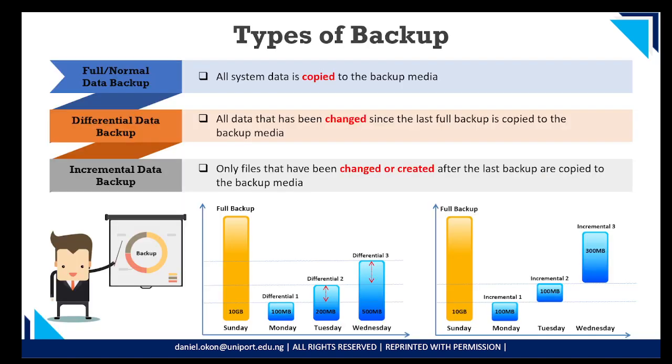We have several types of backup: full backup, differential backup, and incremental backup. Full backup means all the system data is copied. Differential backup means simply replace data that have been changed. The one I'm doing with my Google Drive on my system is a differential backup.